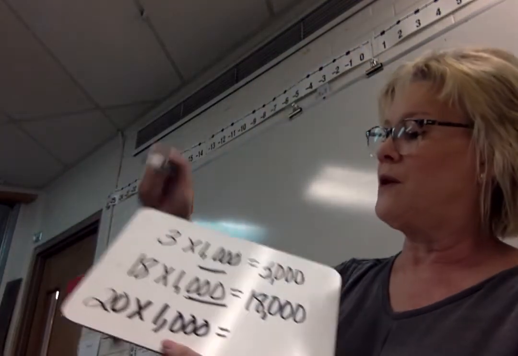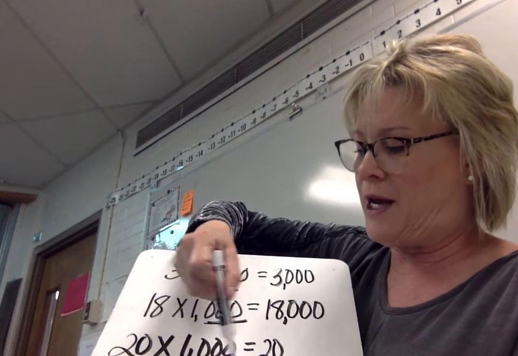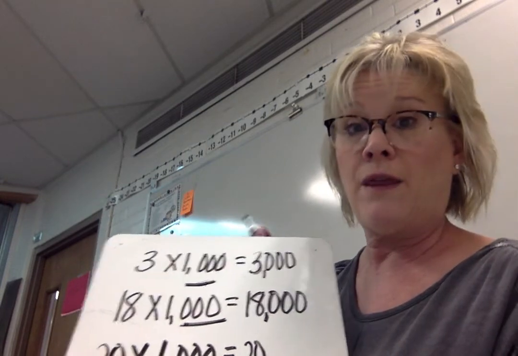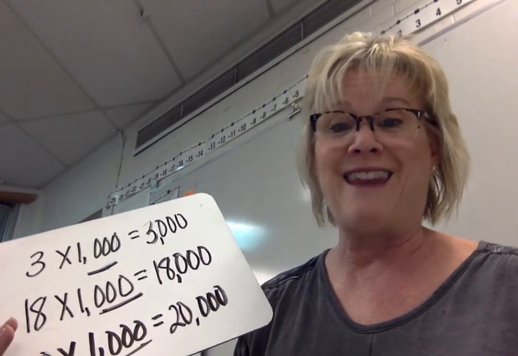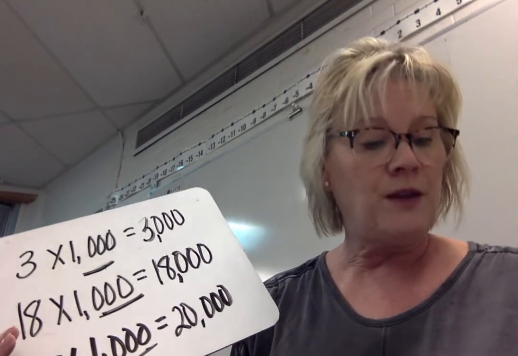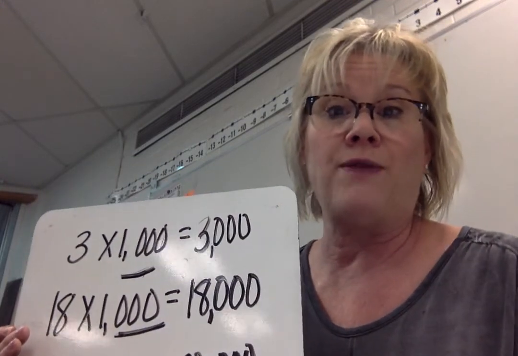Let's do one more. 20 times 1,000. What's 1 times 20? 20. And how many zeros are we going to add? 3. So our answer now is 20,000. So now we've just learned how to multiply times 100 and 1,000.